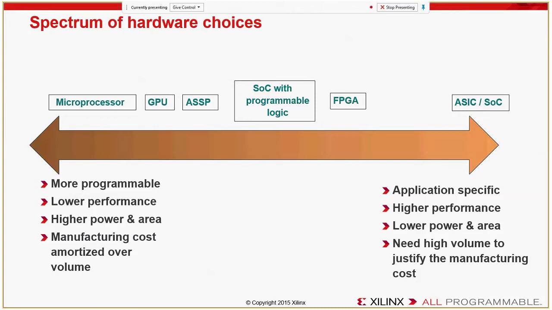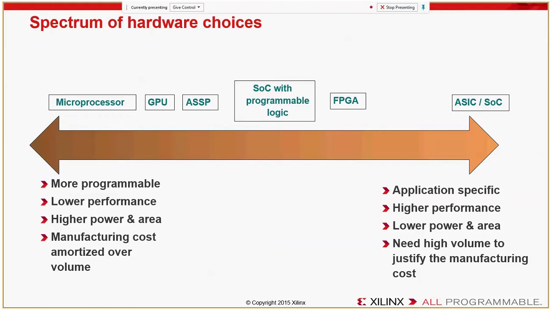So applications actually need a really high volume to justify the manufacturing cost involved. Now, on the left side of the spectrum, you see designs which are more programmable. That is, the hardware platform is generic, and it can be programmed either through software or hardware or a combination of both. So something like a microprocessor is extremely programmable.